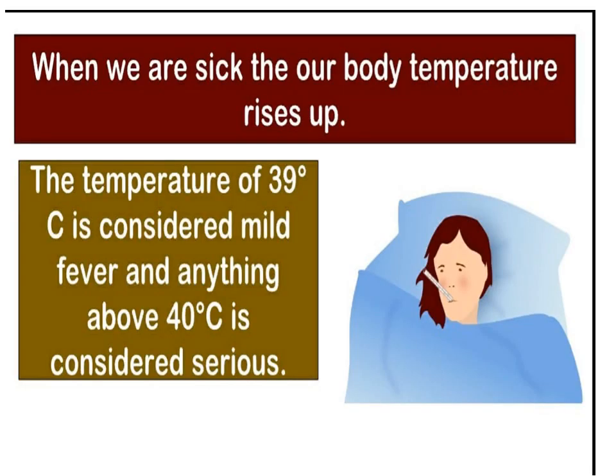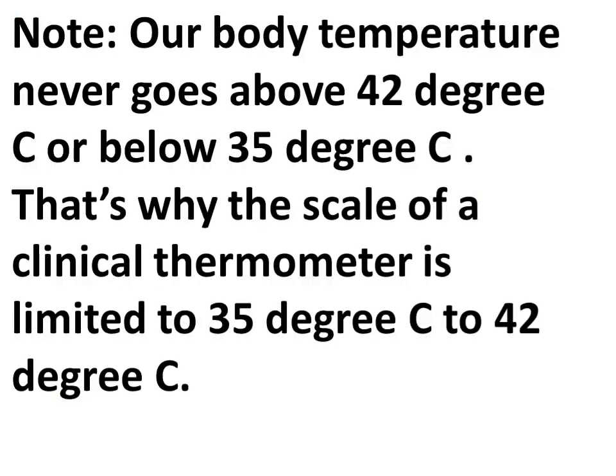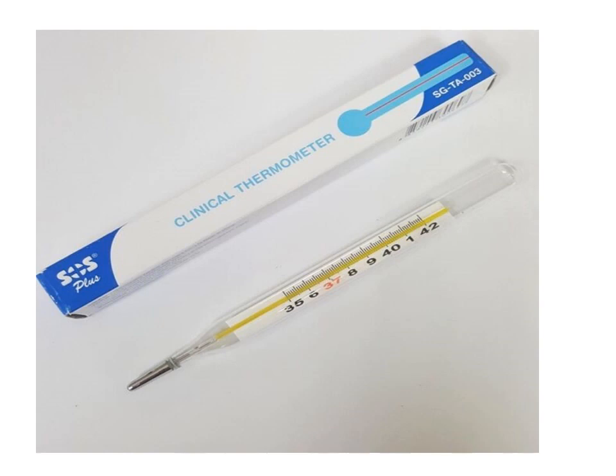When we are sick, the body temperature rises. A temperature of 39 degrees Celsius is considered mild fever, and anything above 40 degrees is considered serious. We need to note that our body temperature never goes above 42 degrees Celsius or below 35 degrees Celsius. That's why the scale of a clinical thermometer is limited to 35 degrees Celsius to 42 degrees Celsius, as you can see in this picture as well. It is from 35 to 42 in a clinical thermometer.